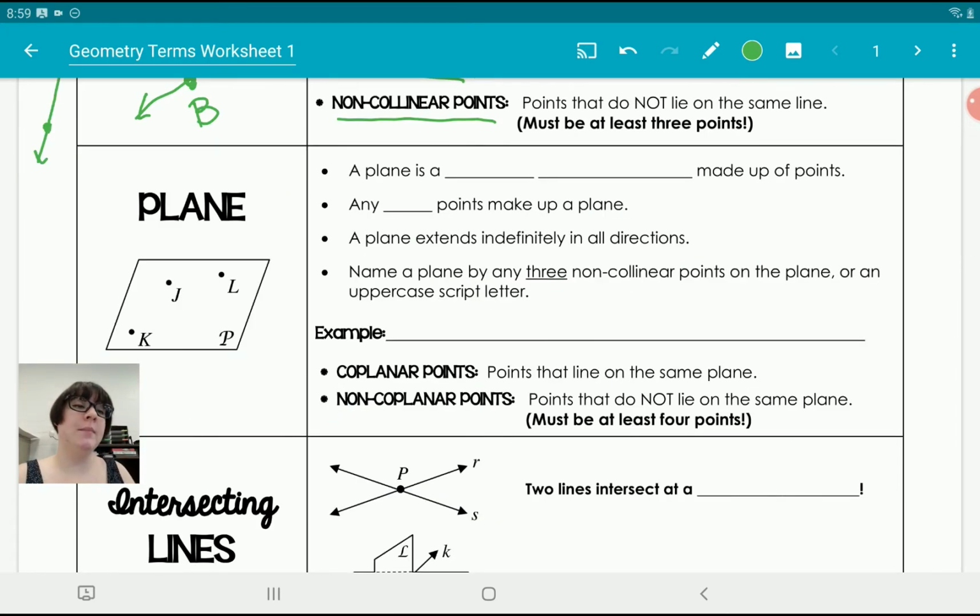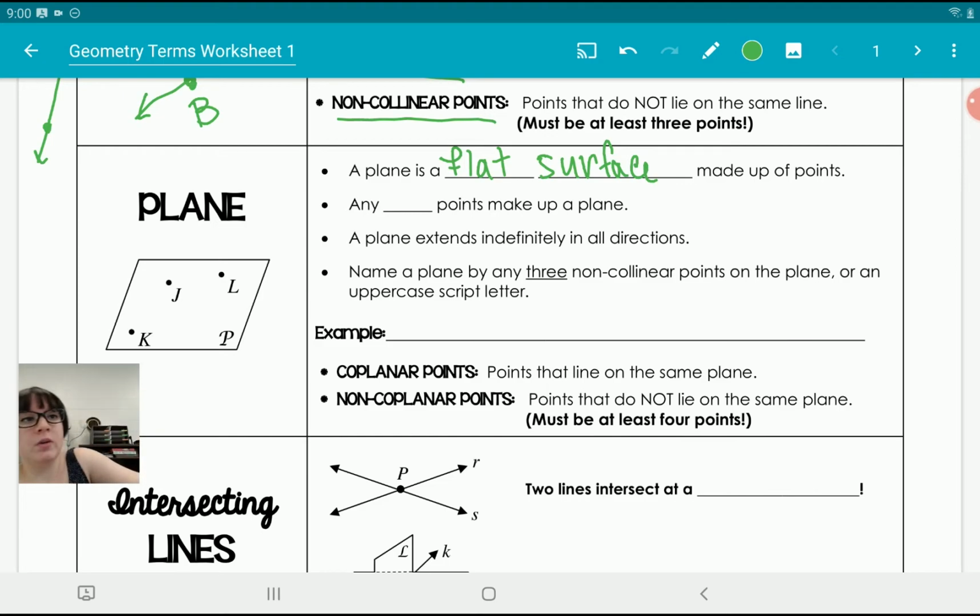So now we're going to talk about planes. A plane is just a flat surface, and it's made up of a bunch of points. So for example, if you're looking at just a sheet of paper, each one of these little spots on here, each little place is a point. So this would be considered a plane. It's just a flat surface and it goes on infinitely in either direction. So imagine this, except it keeps going in all of the directions. That would be a plane.